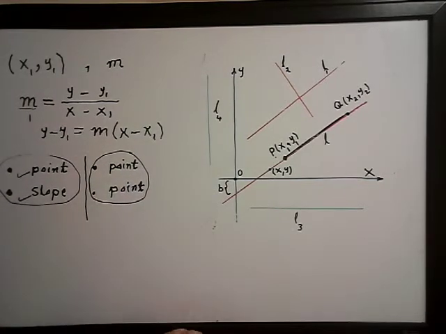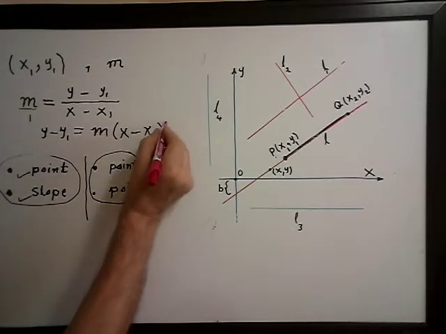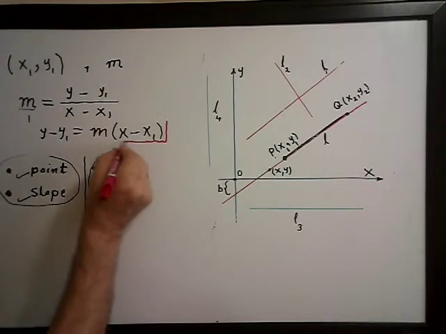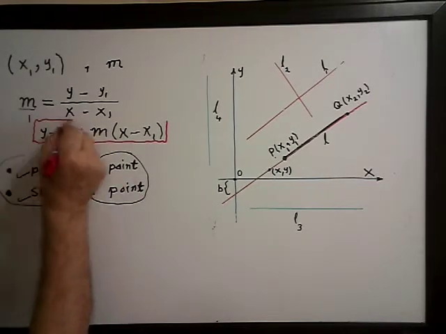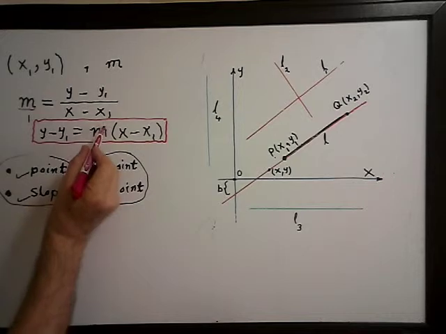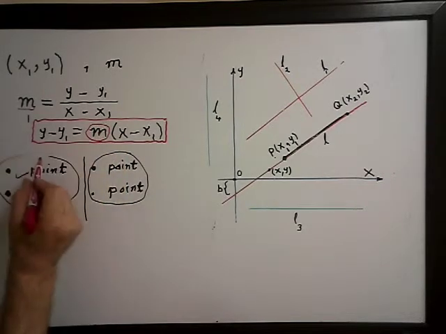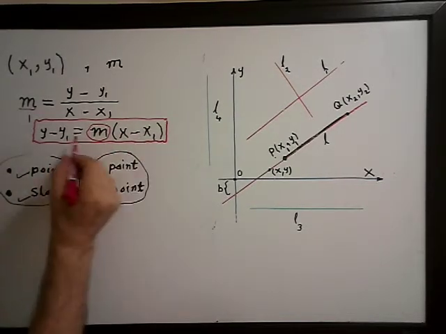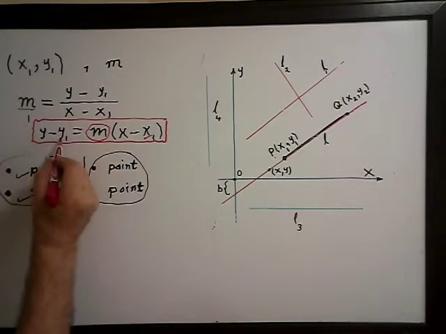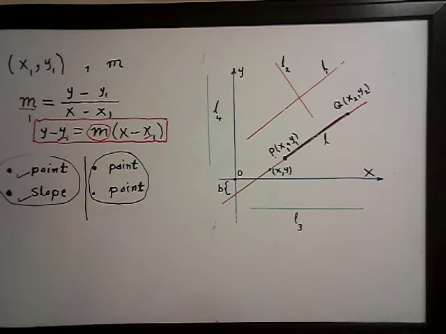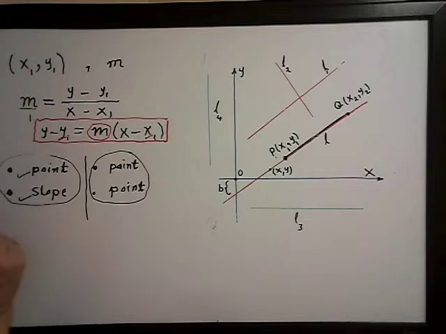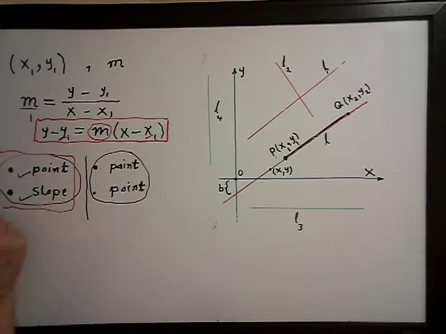Actually, this is the form of the equation for any line that has a slope M and point x1, y1. That's the first case we talked about. Let me give you an example.